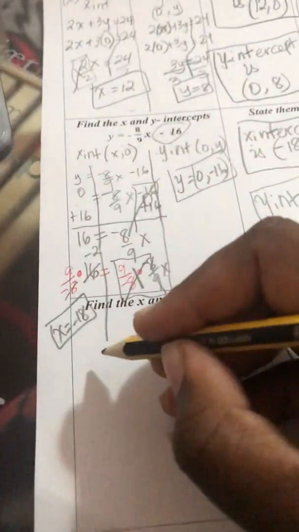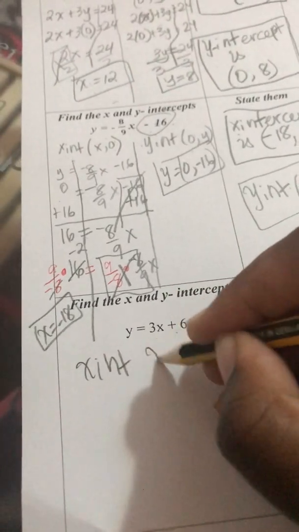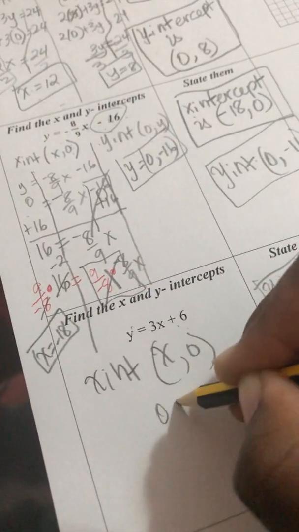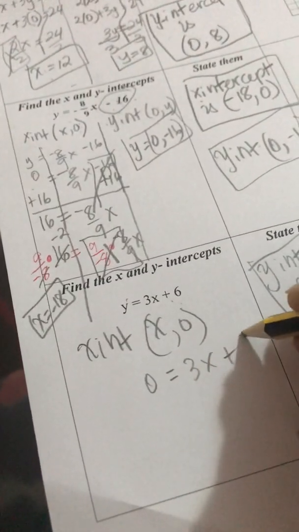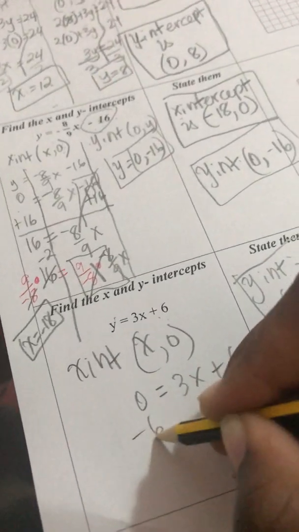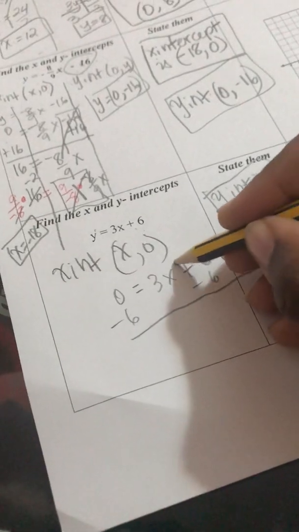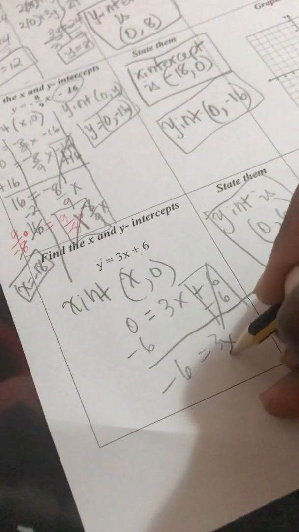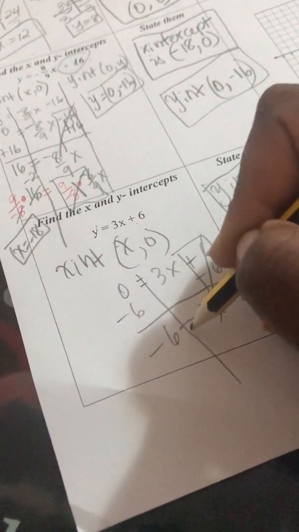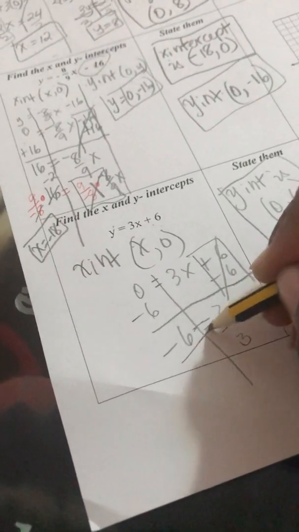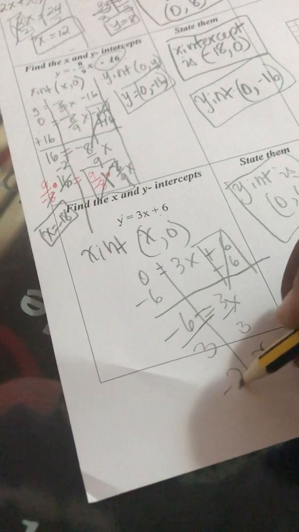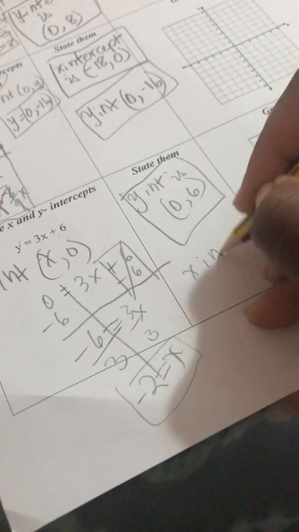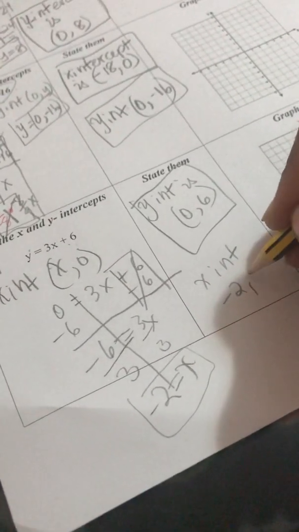Then I will solve here x-intercept. X-intercept, x, 0. So y should be 0. So 0 equals to 3x plus 6. Subtract 6 on both sides. This becomes 0. This becomes -6 equals to 3x. Don't forget your bridge. Divide both sides by 3. X is -2. So your x-intercept is -2, 0.